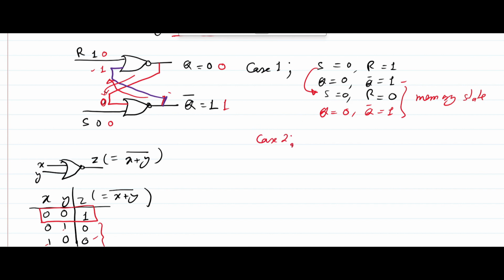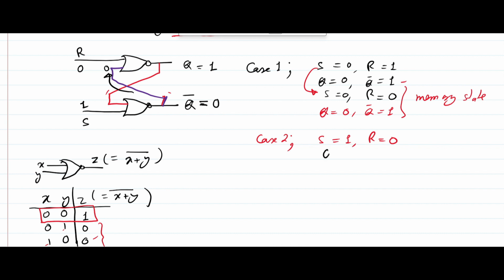Now case 2 will be when S equals 1 and R equals 0. Here S is 1, that means Q bar will be 0 because if any of the inputs is 1, output will be 0. So Q bar is 0 and this Q bar equals 0 goes here, and both the inputs to this NOR gate are 0. So output will be 1 because if both the inputs are 0, output is 1.